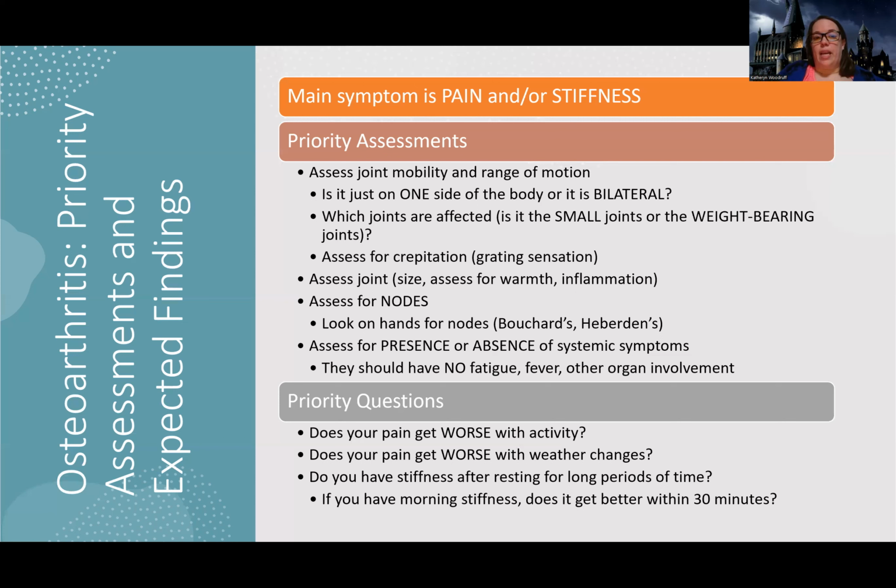This is definitely something that it'd be great to put on your note card as a little table: the joints that are affected, one-sided or bilateral, what's different, the crepitus, Bouchard's and Heberden's nodes. Really start making it simple so that you don't have to remember every little last detail.